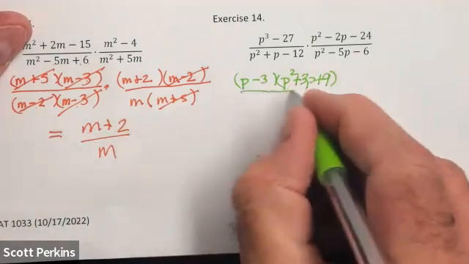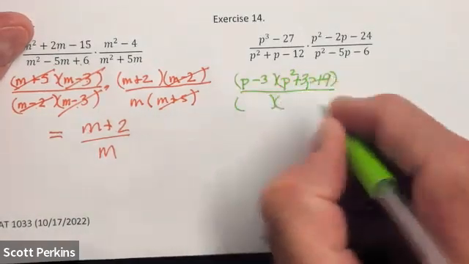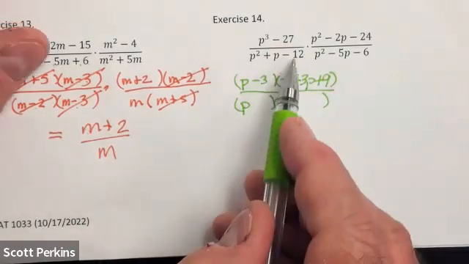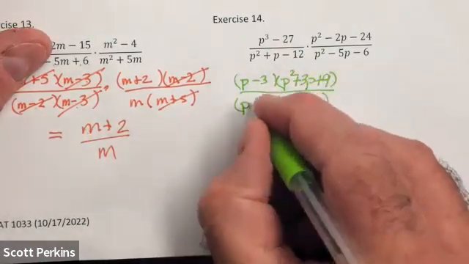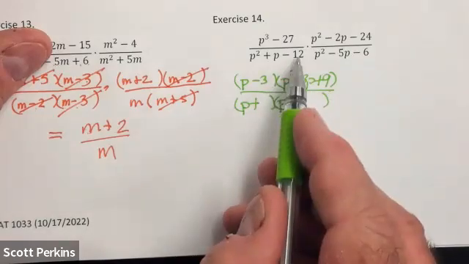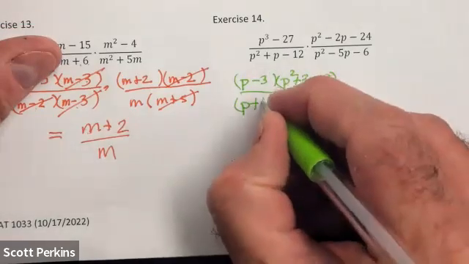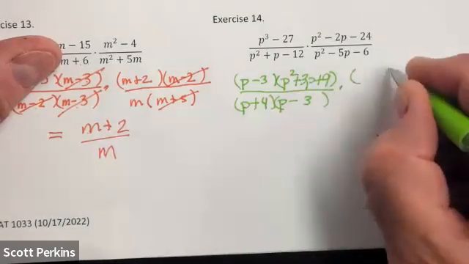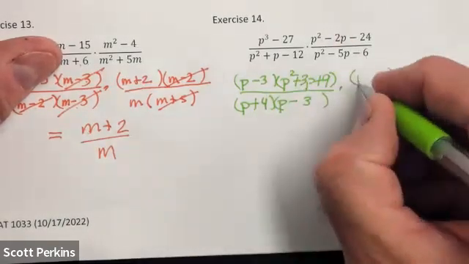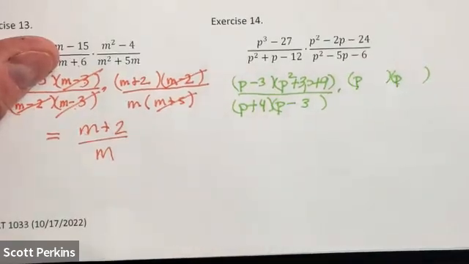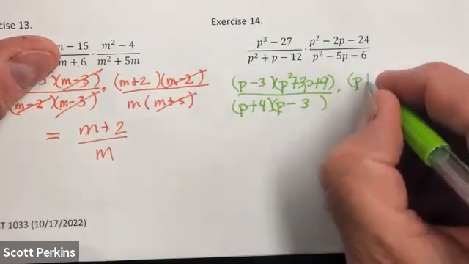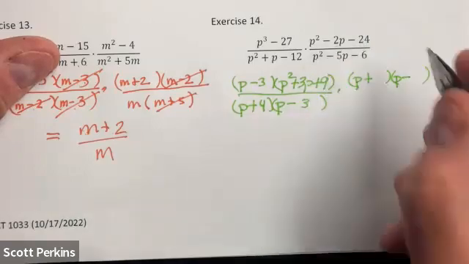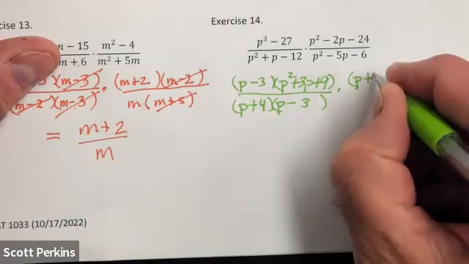The denominator of that one, I'm just unfoiling. So p squared is p times p. The 12 is negative, so that tells me the signs are one of each. And then the two factors of 12 that are one apart are +4 and then -3. The next numerator, p squared is p times p. The 24 is negative, so the signs are one of each. And the two factors of 24 that are two apart are -6 and +4.